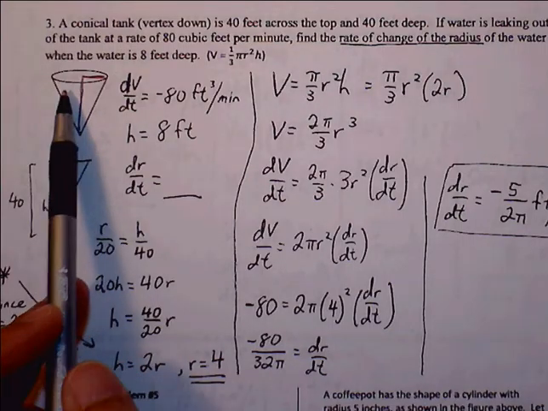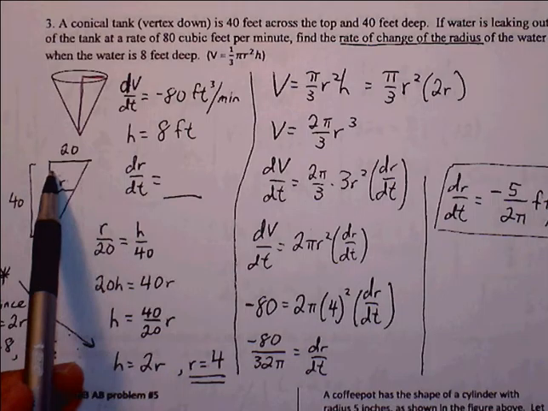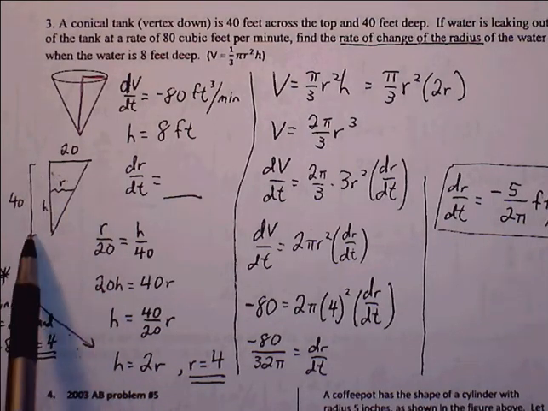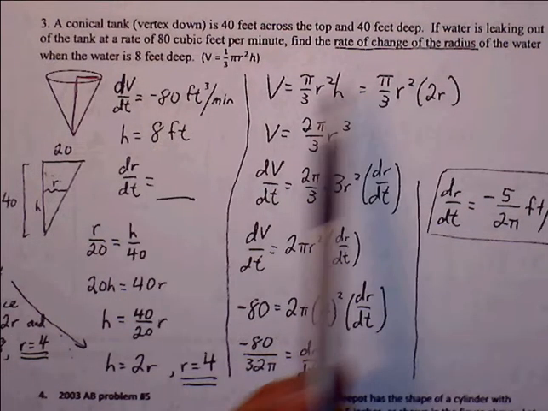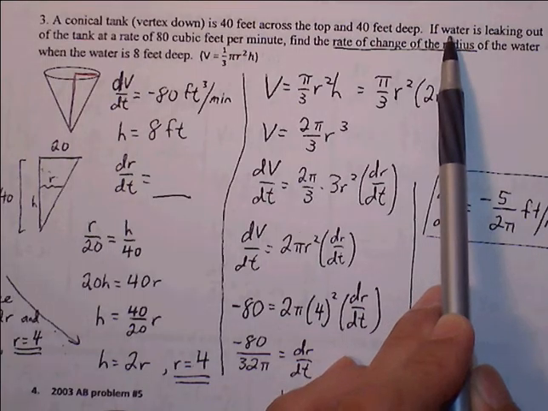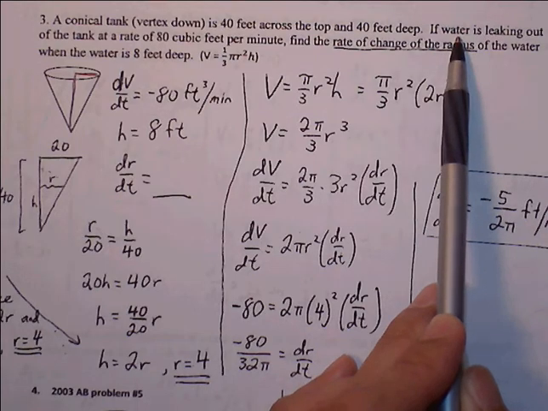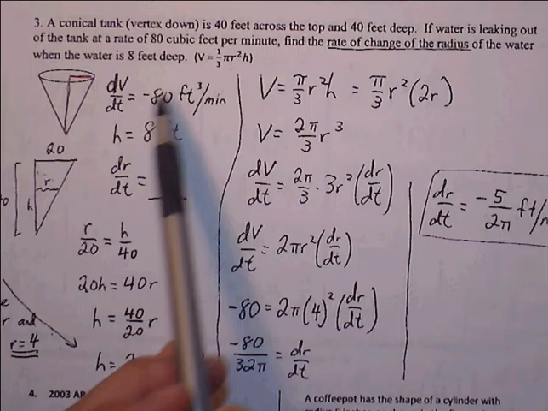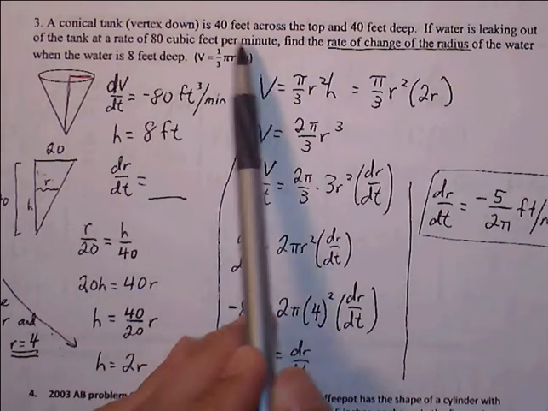The tank is 40 feet across, so that's a diameter. So 40 feet diameter means 20 feet radius, and the height is going to be as given here, 40 feet deep. All right, so water is leaking out, so we know that the rate of the volume changing is going to be negative because the volume is going to be decreasing over time. So if that's the case, then we want to have a negative associated with that dV/dt.